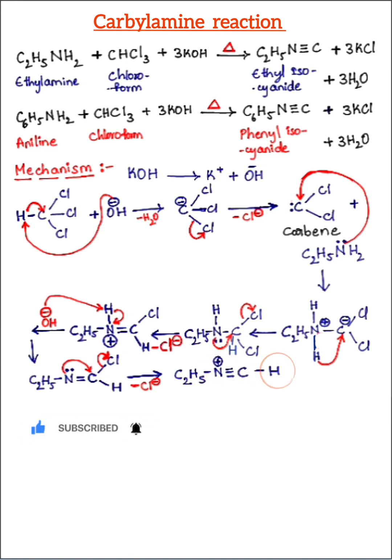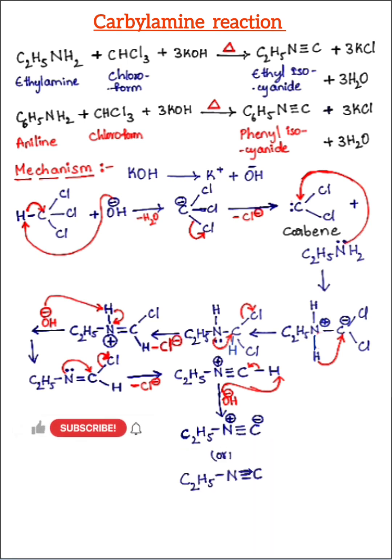Now the hydrogen again leaves as H+, and this OH- comes and attacks this hydrogen atom and comes out as H2O. Again this carbon gets a negative charge, which you can see here: C2H5-bonded nitrogen triple bond C-. This can be represented like this. So this is called ethyl isocyanide, and we can also call it a carbylamine.